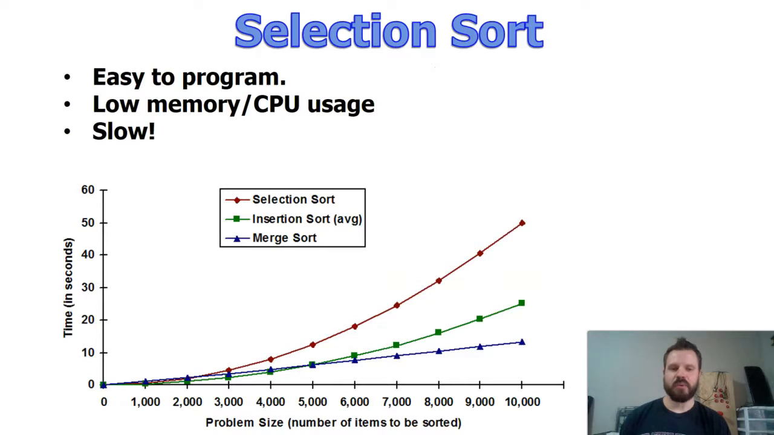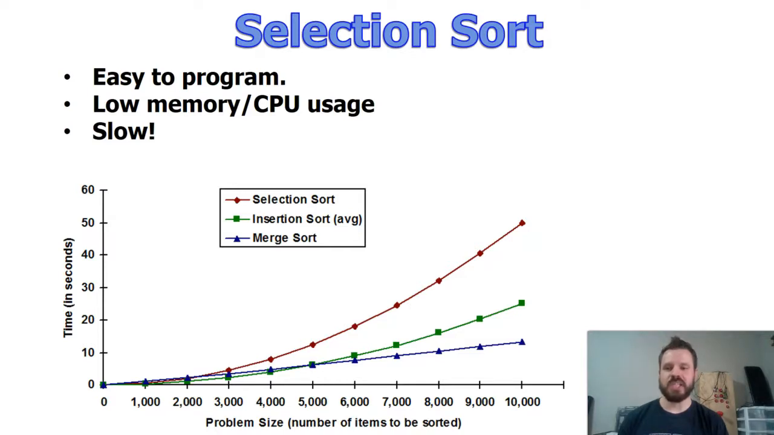Okay, and last thing we'll do is we'll talk about some of the advantages and disadvantages of selection sort as it compares to some other types of sorts. Okay, first advantage is it's pretty easy to program. It's going to be the simplest algorithm we look at. Okay, second advantage is the computer's really not doing anything very complicated with selection sort, so it has low memory and CPU usage. Okay, so it's pretty easy on the computer.